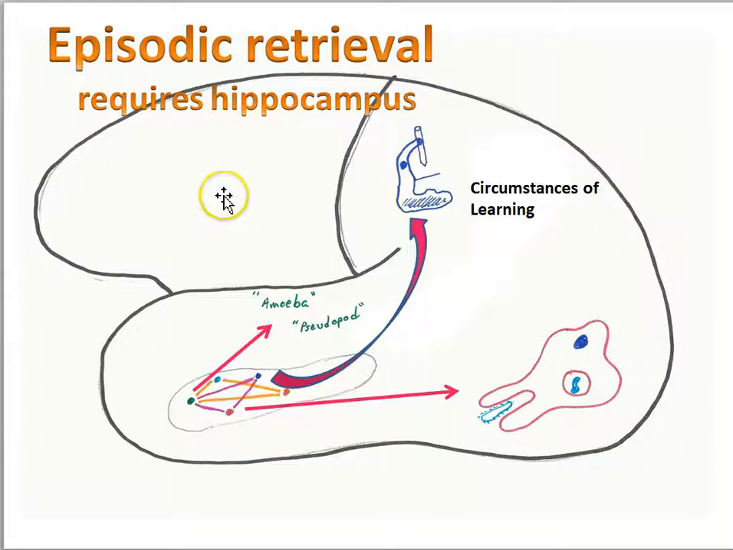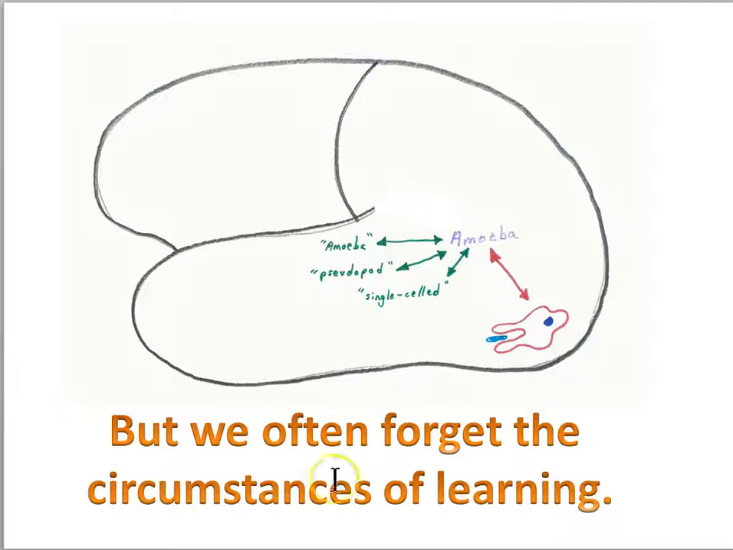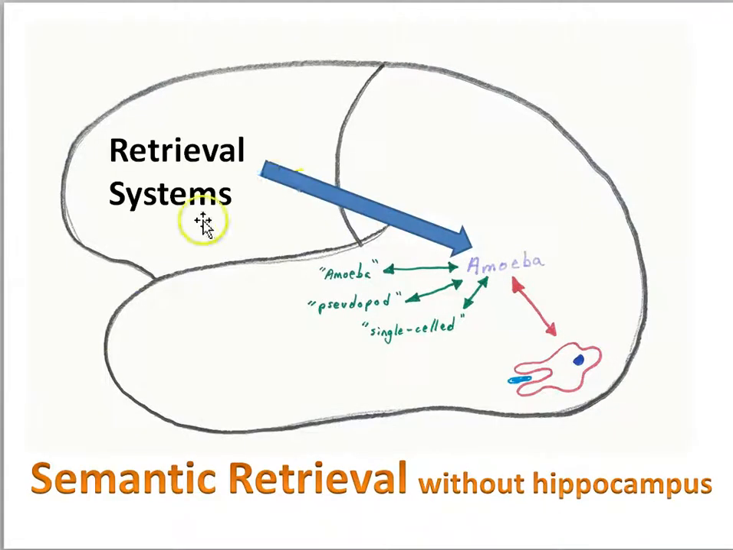So there are two kinds of retrieval then. Episodic retrieval requires the hippocampus. If I can retrieve the circumstances of learning, like the information I learned on the microscope versus the information I learned from reading a book, then I have two separate episodic memories. But often we forget the circumstances of learning. Nevertheless, if the consolidation process was successful, we should have lots of information in our semantic memory system that can be accessed from other cortical memory retrieval systems.